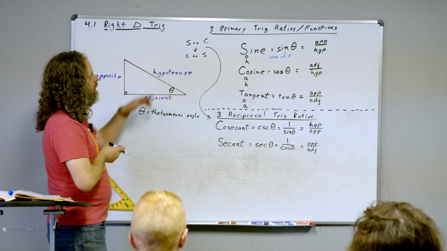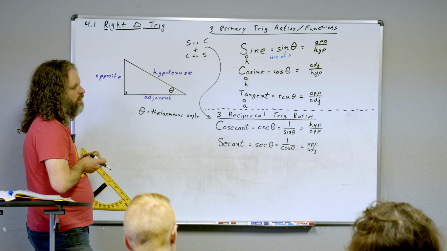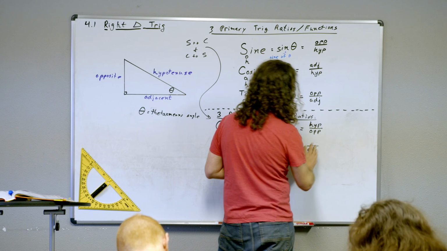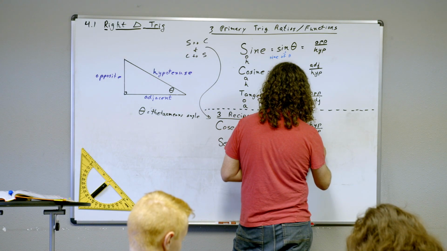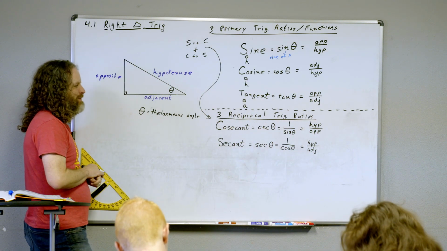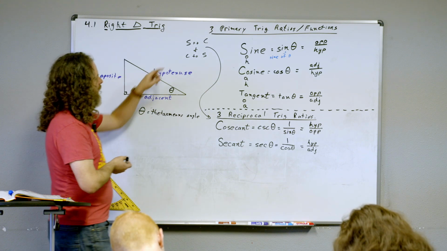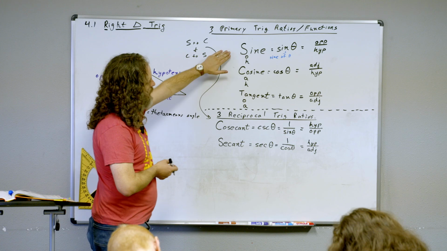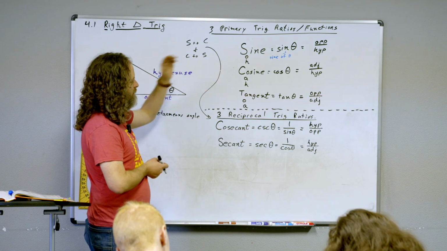Easy money? Oh, sorry, I wrote that wrong. Hypotenuse over adjacent. Wait a minute, that can't be right. You are correct, that isn't right. Hypotenuse over adjacent, which would be 1 over cosine, the reciprocal of cosine. So S to C: sine and cosecant are reciprocals, and C to S: cosine and secant are reciprocals. S to C, C to S.